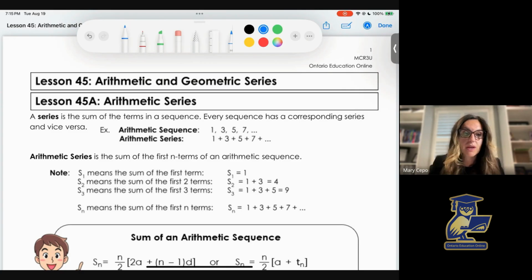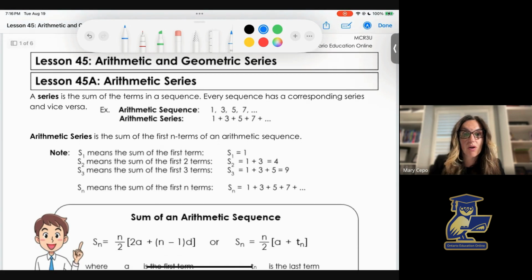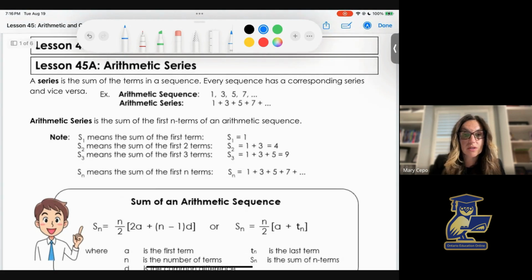So for example, we have an arithmetic sequence 1, 3, 5, and 7. Notice each term is separated by a comma. The common difference here is 2. To get from one term to the other, you would add 2. An arithmetic series would be adding all the terms in that arithmetic sequence. So it'd be 1 plus 3 plus 5 plus 7. So as you can tell, in an arithmetic series, the terms are separated by the addition sign.